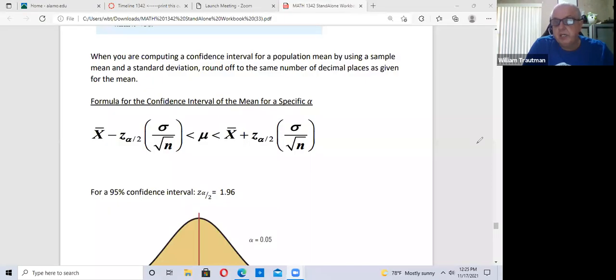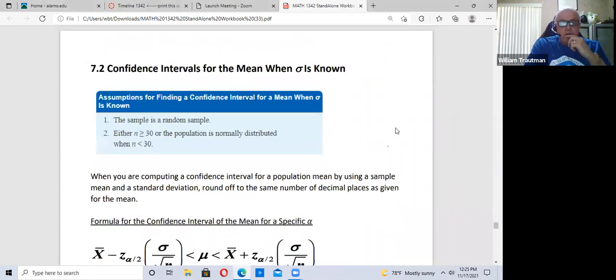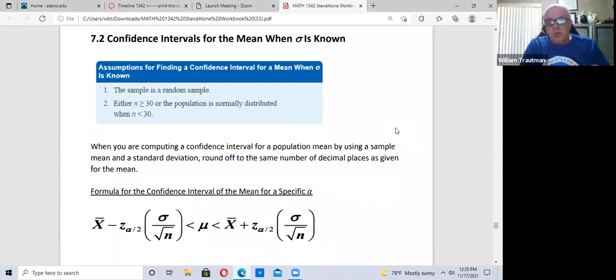Hi, everybody. This is section 7.2. And we're going to do confidence intervals when we know the population standard deviation.